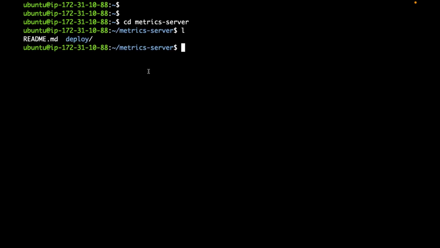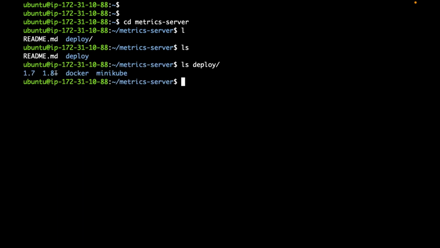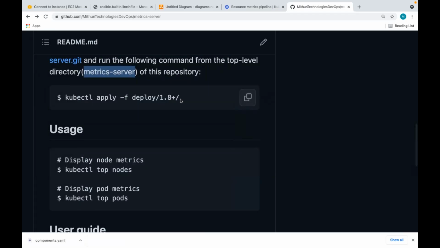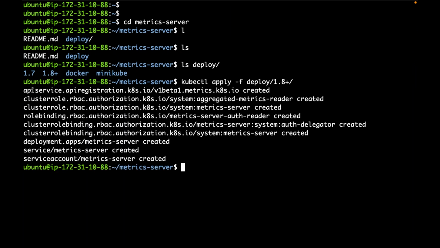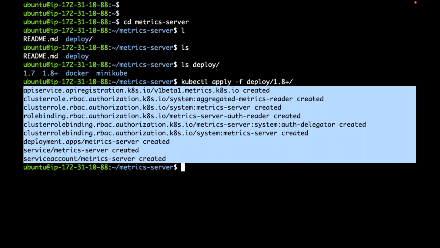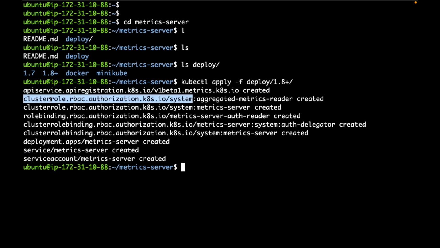Then here I have a lot of folders. My Kubernetes version is greater than 1.8, so I'm going to apply all the files in that directory. kubectl apply -f, and I'm just giving a folder name. Within this folder, I have a lot of Kubernetes YMLs. Will all the YMLs be applied? Will all the objects be created if I apply like this? If I execute like this, if you see, it created all those things: deployment, service account, role binding, everything.